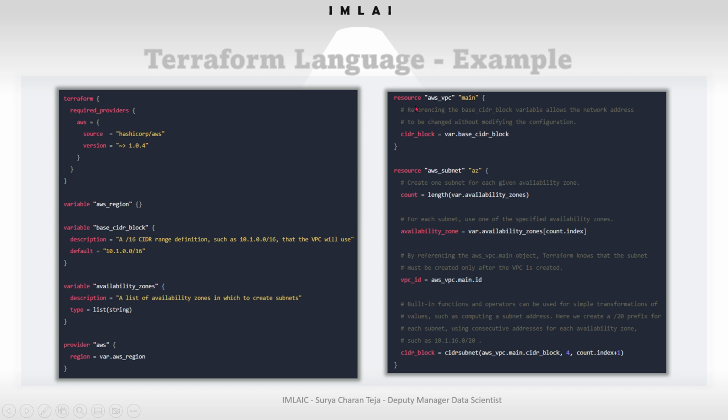Then you have a resource type block, aws_vpc, and then main. These are the two block labels. And then one more resource block type, that is aws_subnet. Here we have to mention the availability zone and the VPC ID, meaning in which virtual private cloud you want your instance, and that information you have to provide here. Then finally cidr_block again.